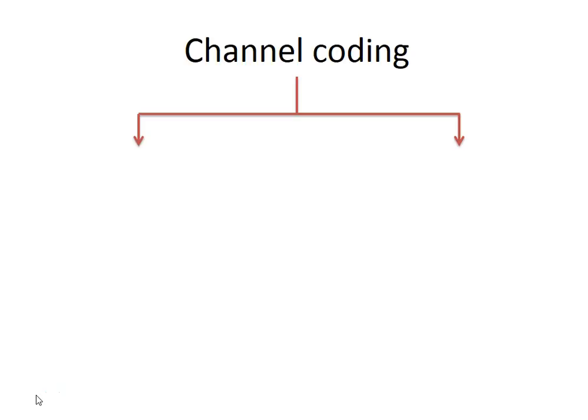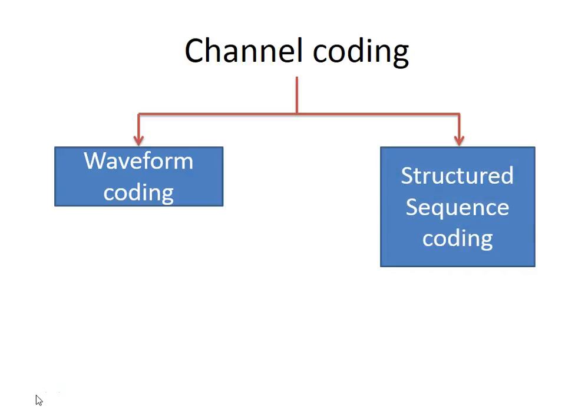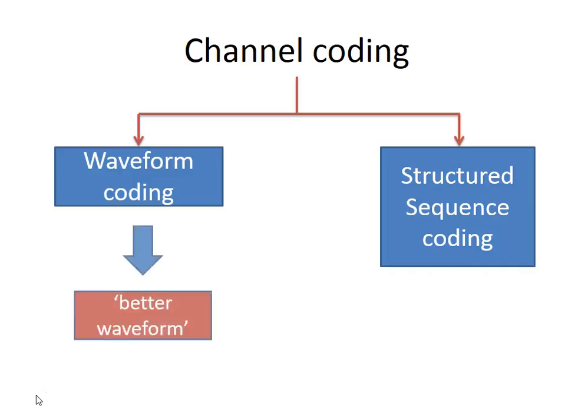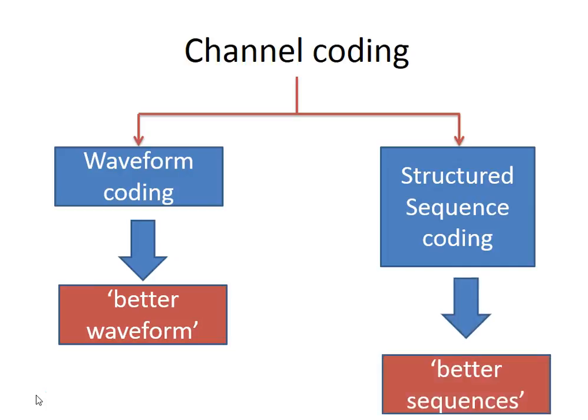Channel coding can be partitioned into two areas. First is waveform coding or signal design coding, and the second one is structured sequence coding or structured redundancy. Waveform coding deals with transforming waveforms into better waveforms to make the detection process less subject to errors. Meanwhile, structured sequence coding deals with transforming data sequences into better sequences, having structured redundancy, also called the redundant bits.